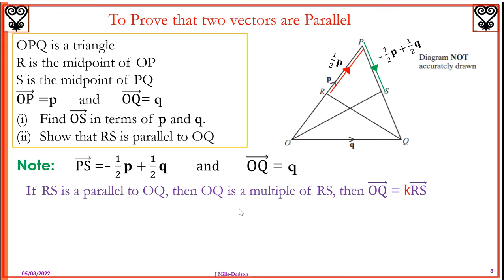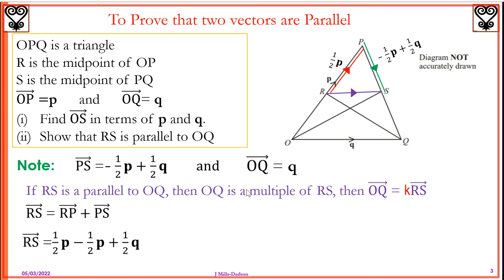So to work out RS, if we say RS is parallel to OQ, then OQ, which is the long line, should be a multiple of RS. So vector OQ is k vector RS. First, let's work out RS. RS is vector RP plus vector PS. So you just have to write these down and simplify. Half P minus half P plus half Q gives us half Q.